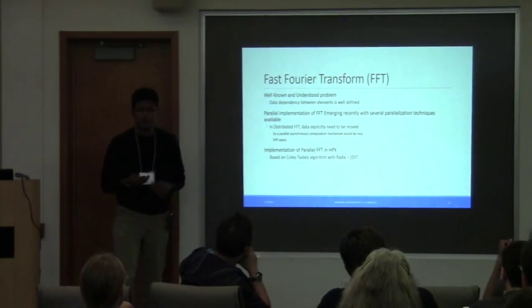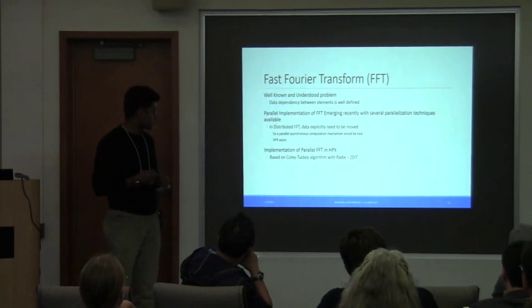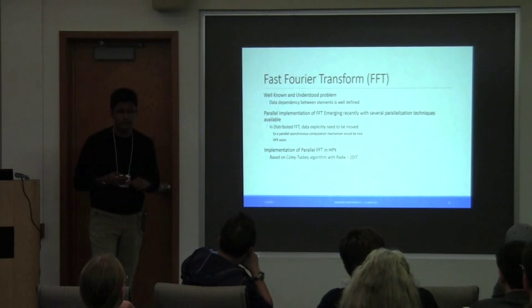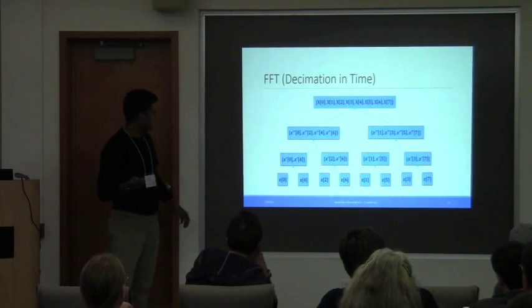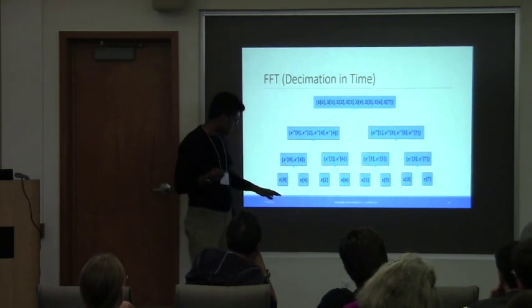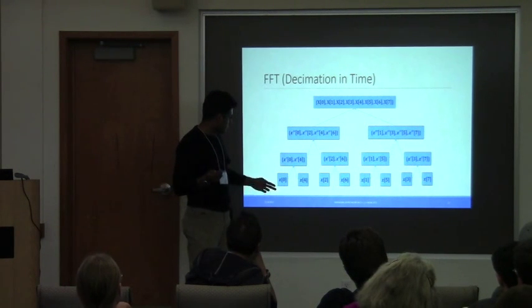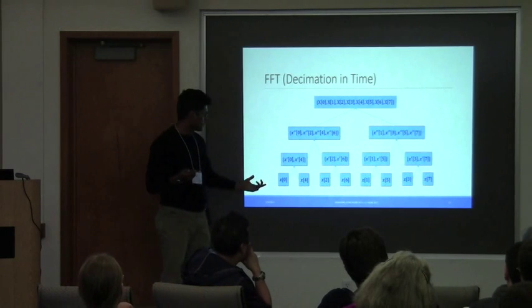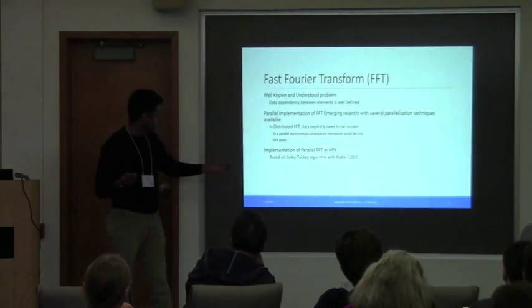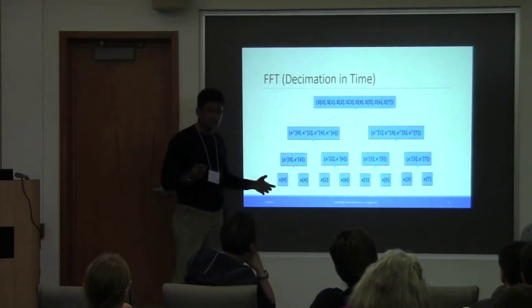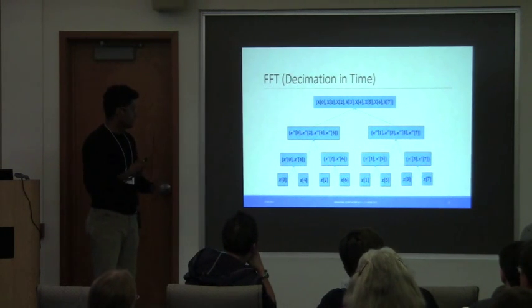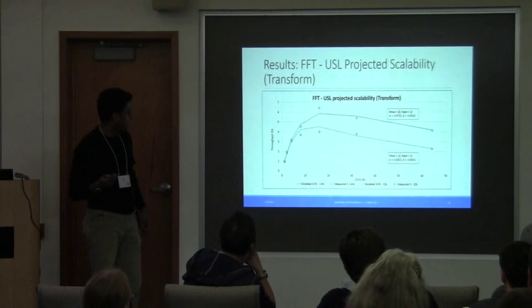The implementation we tried was the straightforward one, the Cooley-Tukey algorithm with radix-2 decimation in time, which basically means I am dividing the input into odd and even parts, meaning two, and then I do the FFT transform, and then go up.